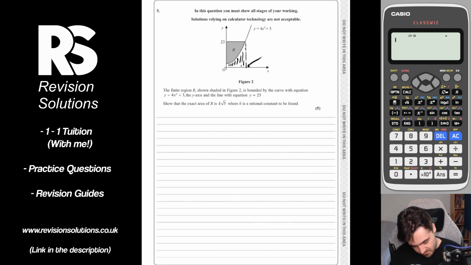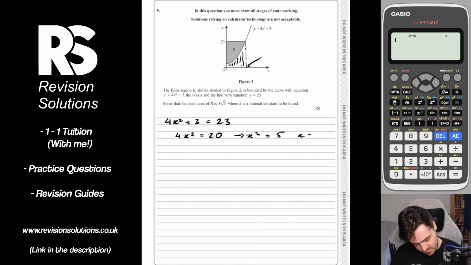If I set the curve to 23, so 4x squared plus 3 equals 23, then we'd have 4x squared equals 20. Then x squared is going to equal 5.